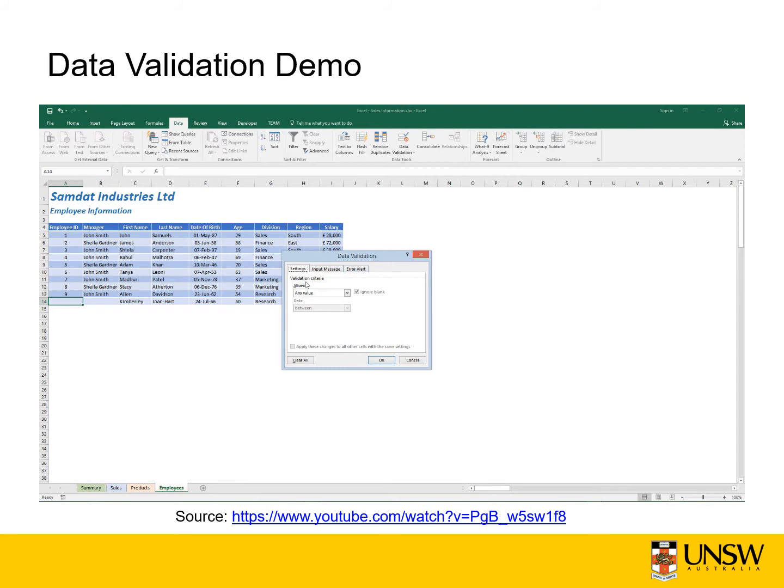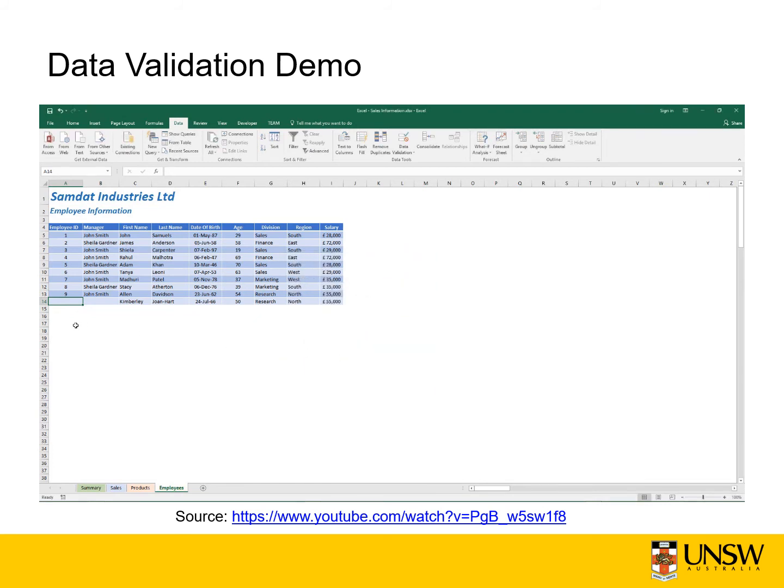Under the validation criteria, at the moment it's set to allow any value, but we're going to change it to allow only whole numbers. Now it's asking us what that whole number should be between. We can actually change this to say that we just want it to be greater than 0, and then we're just going to click OK.